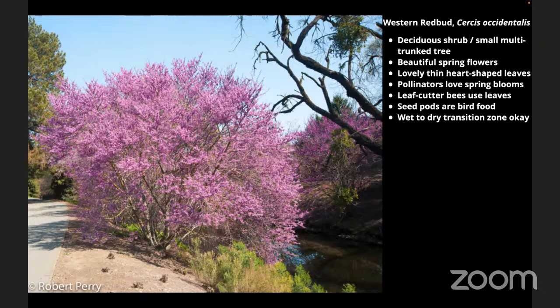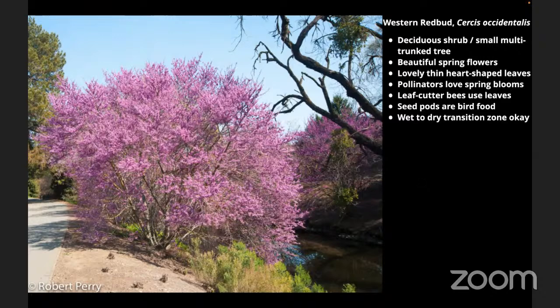It has beautiful spring flowers, absolutely gorgeous. The leaves, which you will see in the next slide, are lovely, kind of thin heart-shaped leaves, and pollinators love the spring blooms. It's a somewhat early spring bloomer, and a lot of the larger pollinators that emerge early as well, the carpenter bees and the bumblebees really like it. Leafcutter bees, which are a native bee that actually chews up kind of edges of leaves in these semicircular patterns that are quite ornamental.